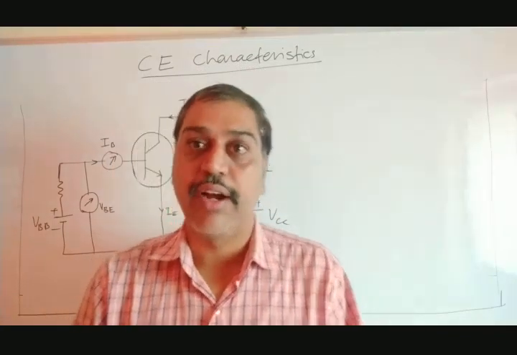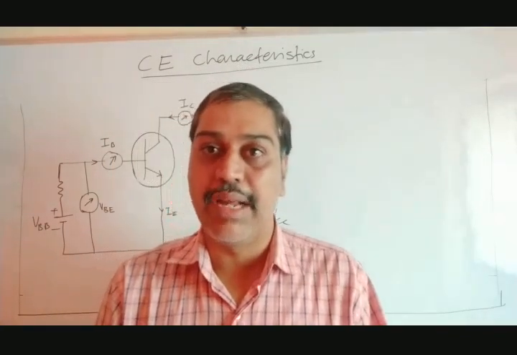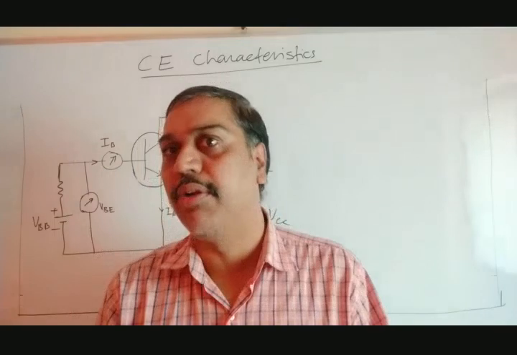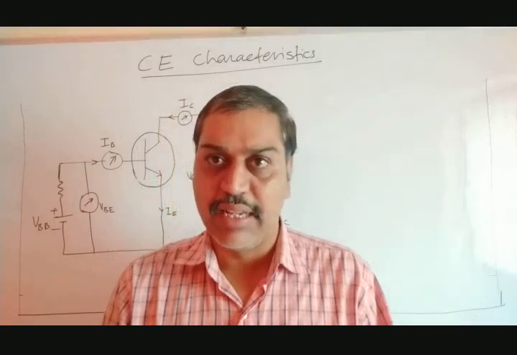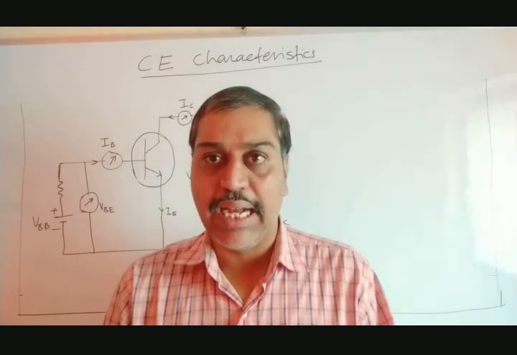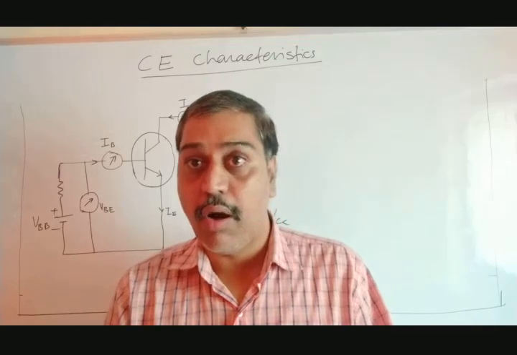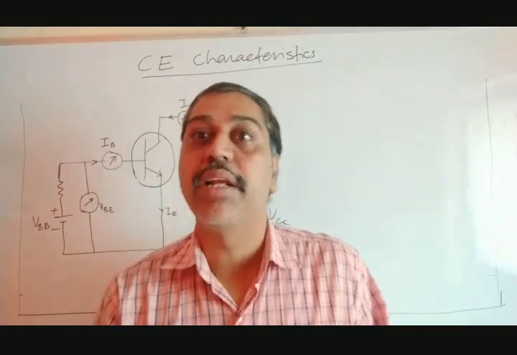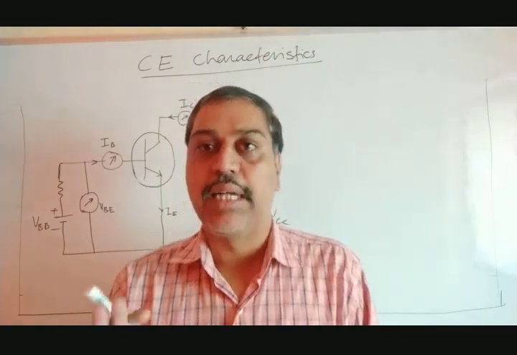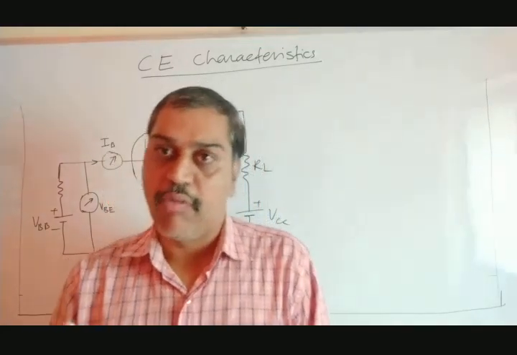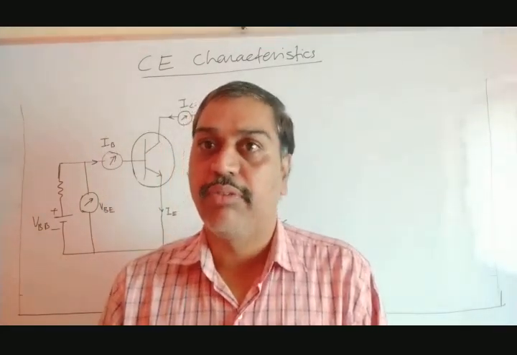In the last part we also saw the different modes of working of a transistor: common base, common collector, and common emitter. Now we are going to learn the characteristics of the transistor in common emitter mode, which means the emitter is common to the input and output. For that, we have to draw the diagram.